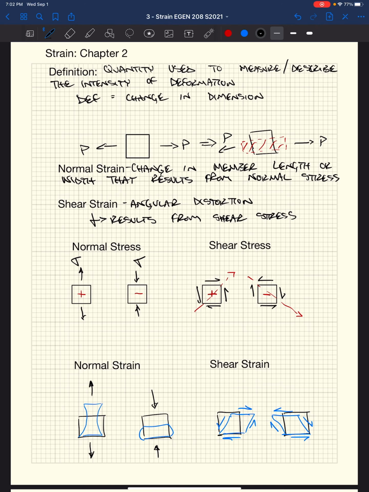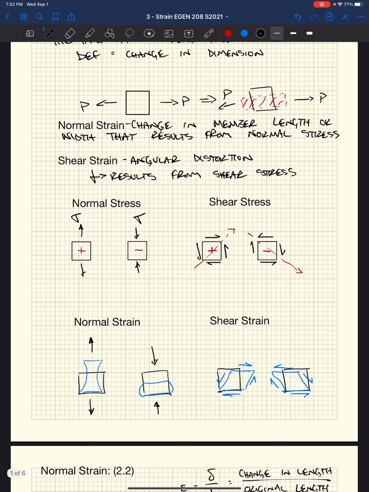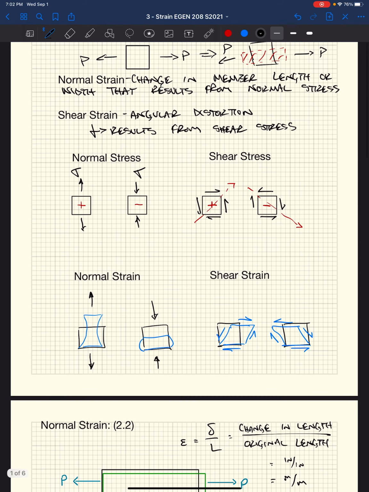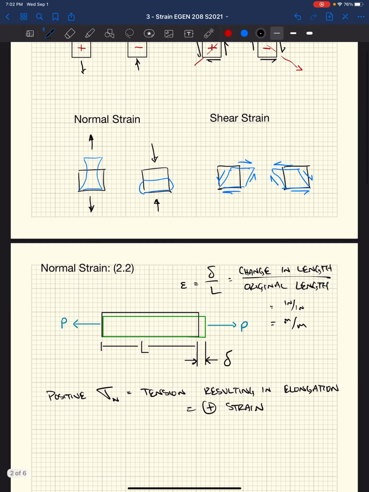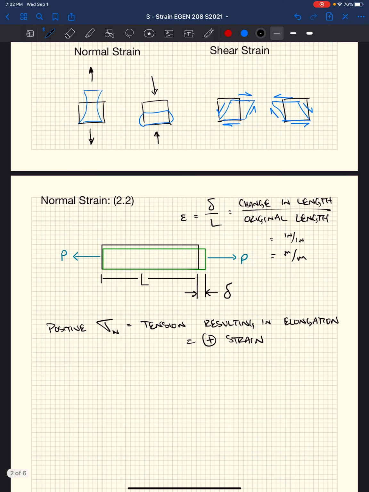As we looked today in class, we had our normal stress and shear stress, positive and negative sign conventions. And as we impose those stresses on an element, for normal stress, compression or tension, shear stress, a positive or negative shear, we impose deformations in that element, as we can see here. So we started with normal strain. That's 2.2 in the text.